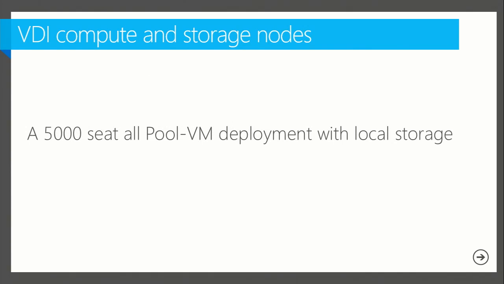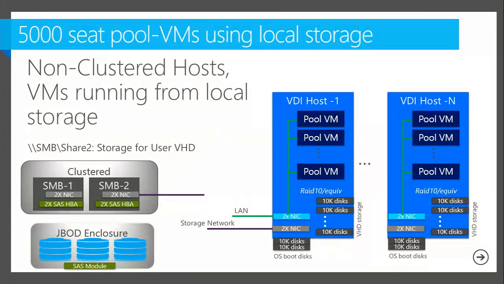So, a 5,000 seat pool deployment with local storage. In this model, the compute and storage is local, and those are captured on the right side of the screen. So there are 2 OS boot disks just for the OS to boot, but then there's about 10 or so RAID 10 or equivalent 10K disks that are for the VHDs, for these VMs to run from. Since we're talking about pool VMs, we need to save user settings somewhere, and that is saved on the centralized SMB scale-out servers, and that's where the user VHD stuff goes.